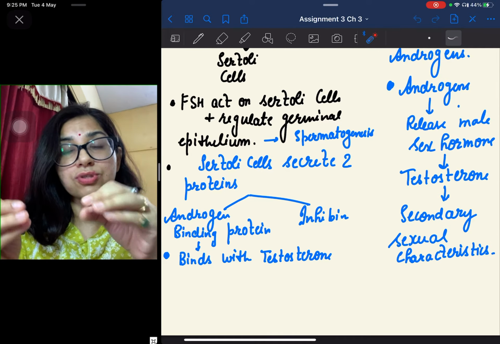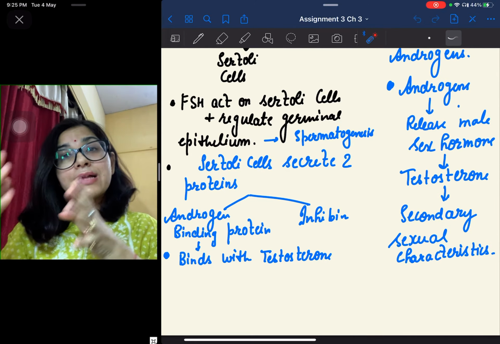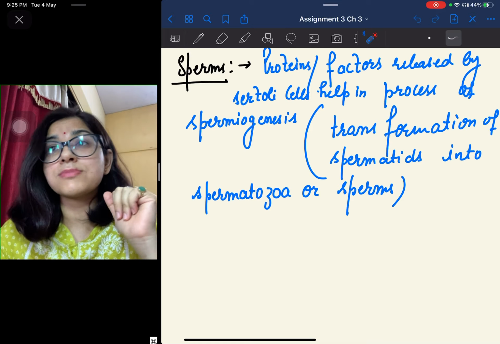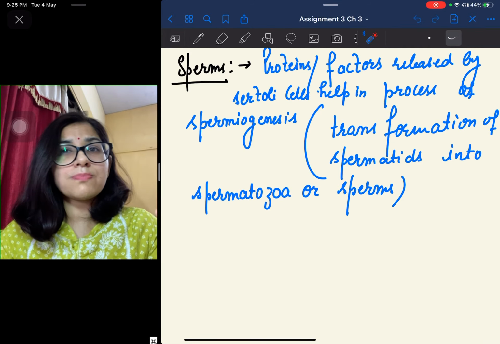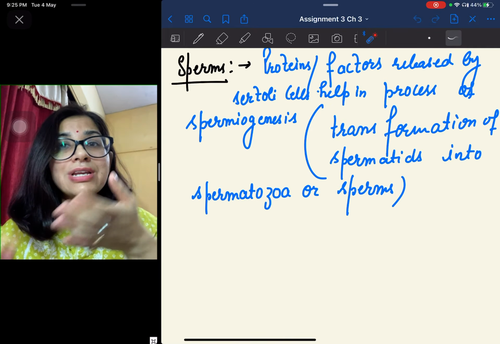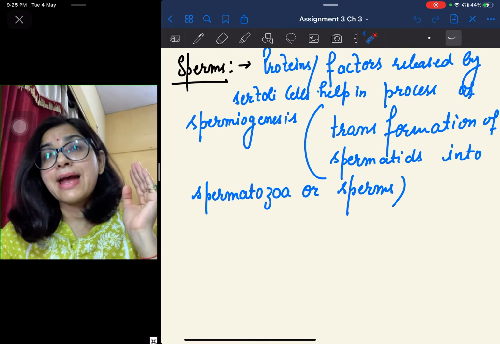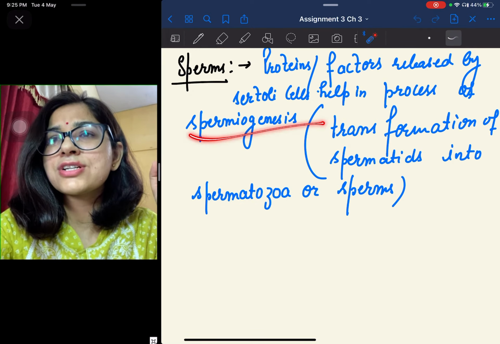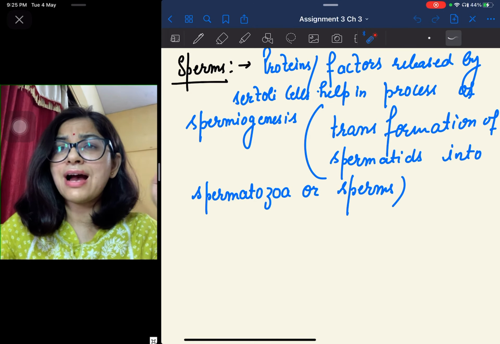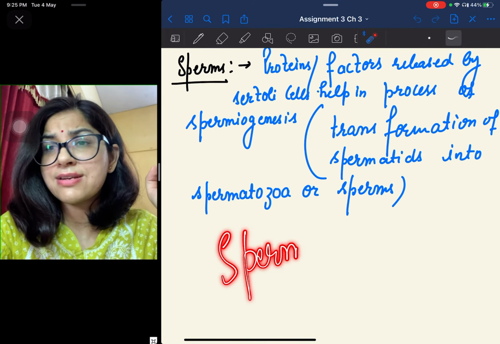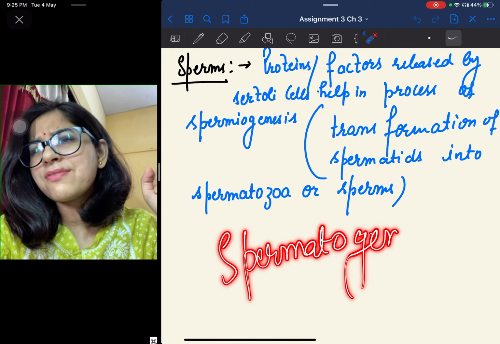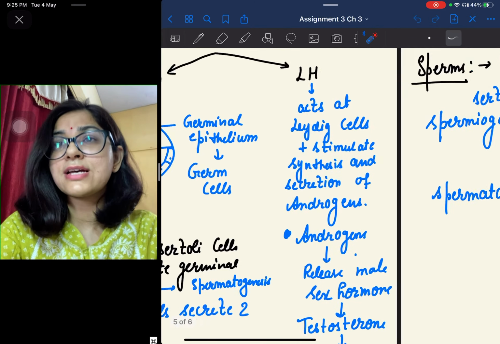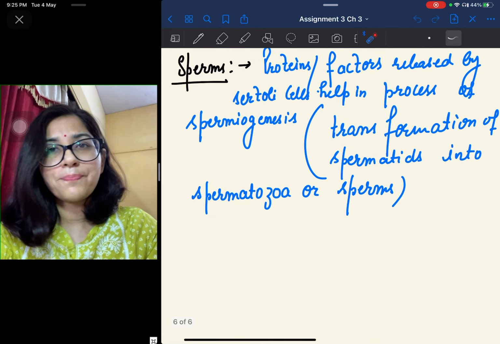One is giving rise to sperm formation, spermatogenesis. The other is responsible for the hormone. The third, last in the chart, is the sperms. Whatever proteins, androgen binding protein, or the factors released by the Sertoli cells, they help in the formation of sperms, right? Here I have written spermiogenesis, which I will discuss with you in the spermatogenesis process. So you can simply write in your answer that they help in the spermatogenesis process. So this was all given to us in the chart.